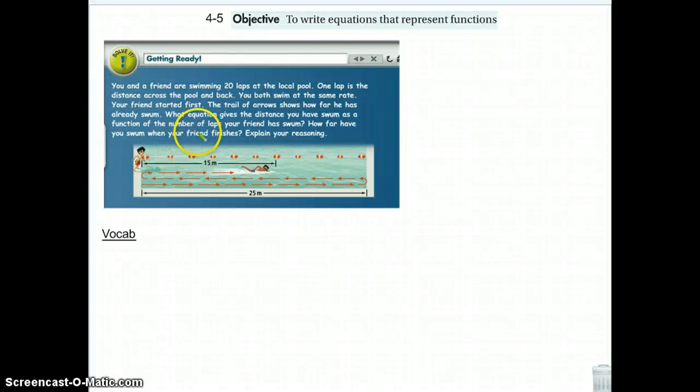Alright, so this is chapter 4.5. We are writing equations that represent functions. Today we're not focusing on just getting the answer, we're focusing on writing an equation and then finding the answer. I thought this was a great first problem to go over, so I want you to pause this video and read it.